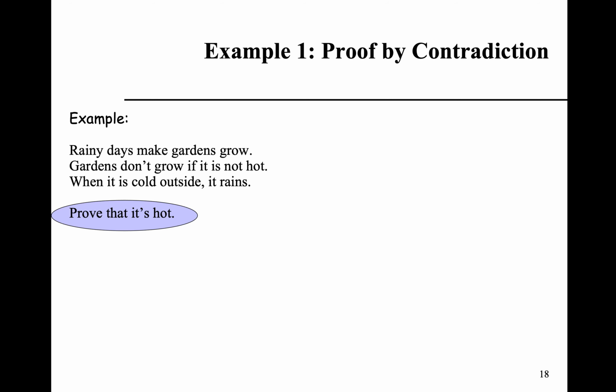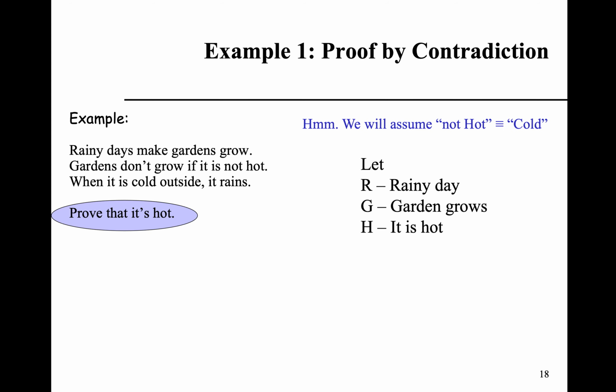So now how do we begin this? Let's assume, we can make an assumption that if it's not hot, then it's cold, or if it's cold, then it's not hot, right? So let's do that. So you have 3 different statements now. R is rainy day, G is garden grows, H is it's hot. Now we start working off of that.